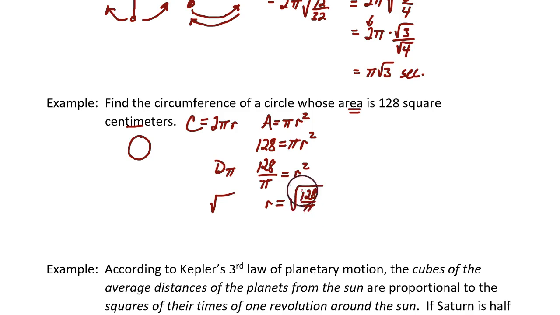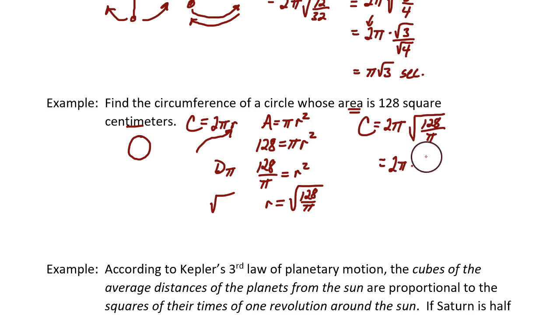We could simplify this answer, but before we do that, let's think about what we're going to do with the value of radius. We're going to substitute it into the formula for circumference. So it's not necessary to simplify yet. Using our other formula, circumference equals 2 times pi times r. But we just figured out r was the square root of 128 over pi. Now we need to simplify.